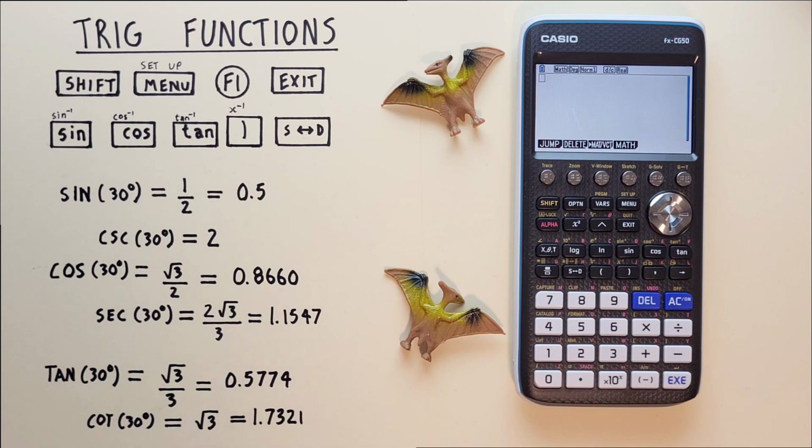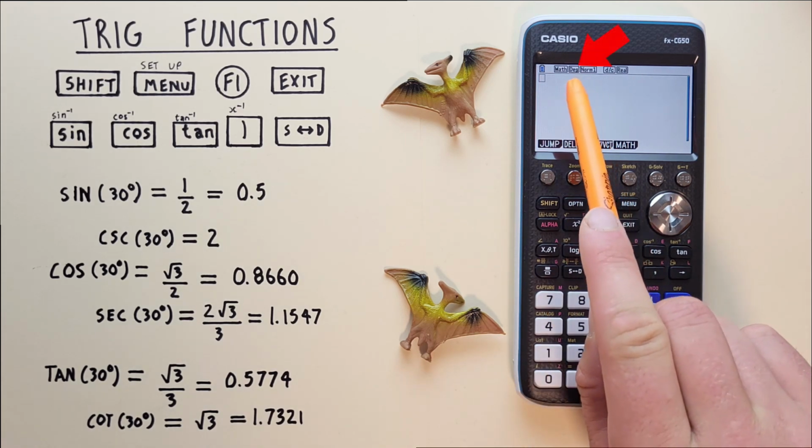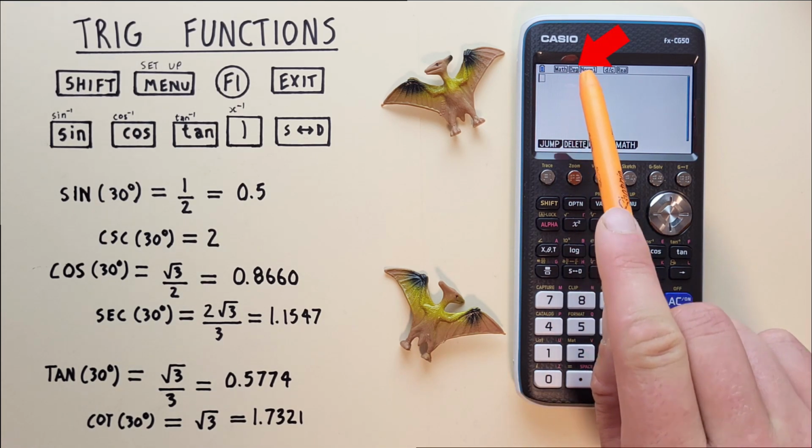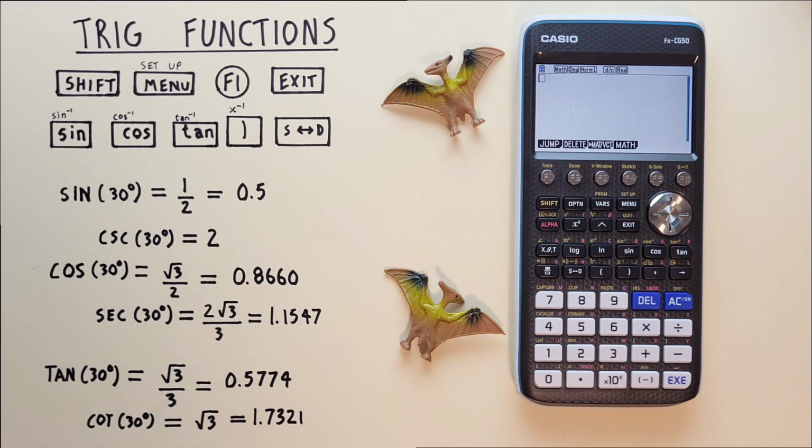The first thing we want to do when working with trig functions is make sure our calculator is set to the right mode. These examples will be using degrees. So first, we want to see what our calculator is set to. We can see here at the top of our screen, our calculator says DEG or degrees. That means it's in degrees mode.